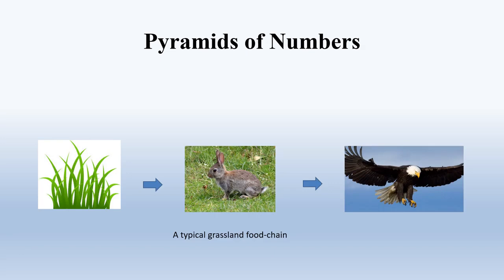Could you imagine this in the reverse direction? For example, you have a lot of eagles, a few rabbits, and very few grass. So, would that be feasible? No, it won't. So, pyramid of number usually depends on the producers. In the pyramid of numbers, we actually calculate the number in each trophic level, the number of producers or consumers that are seen in each trophic level.